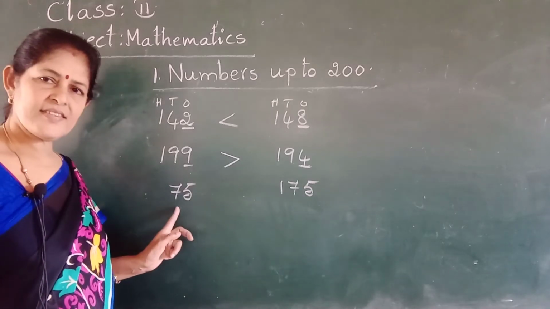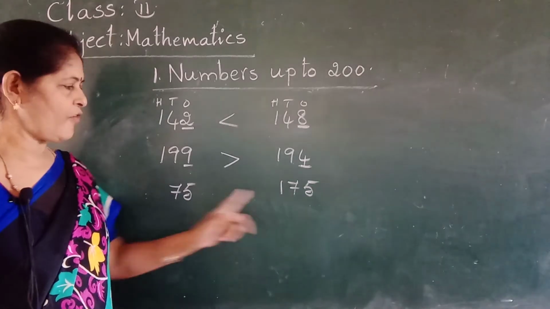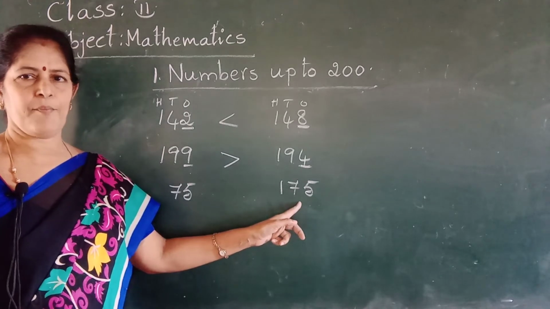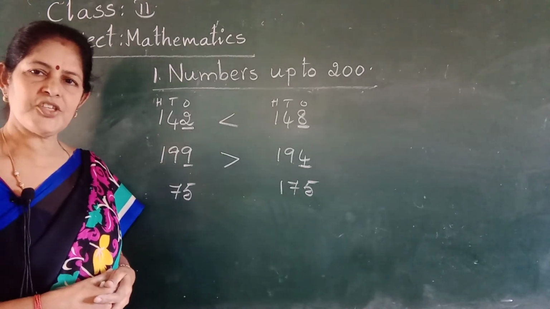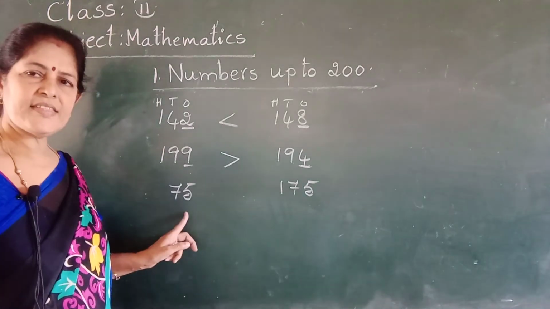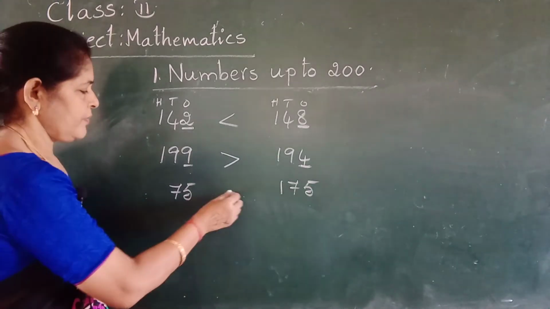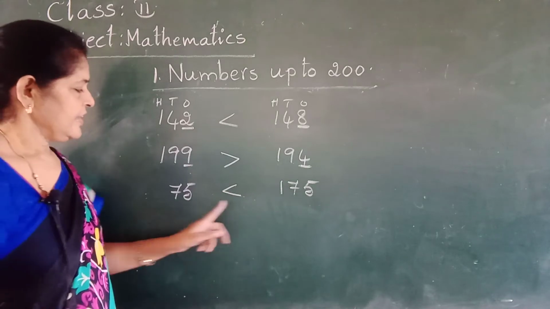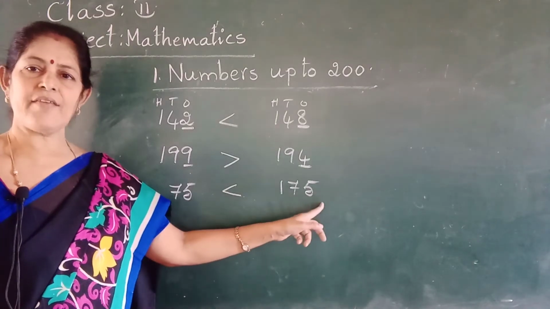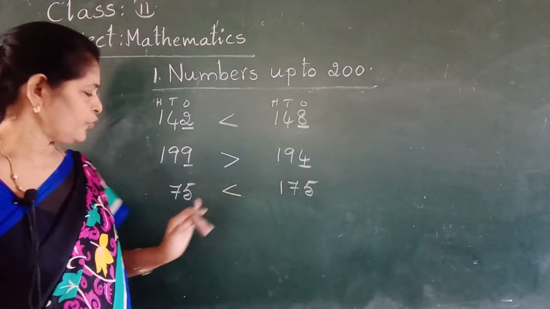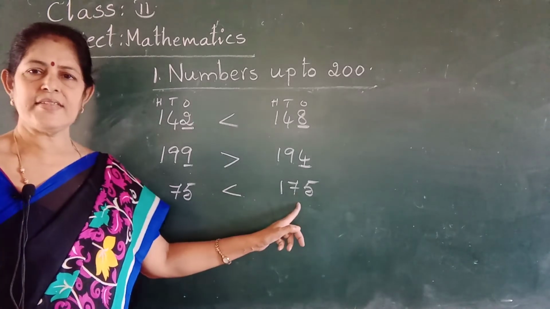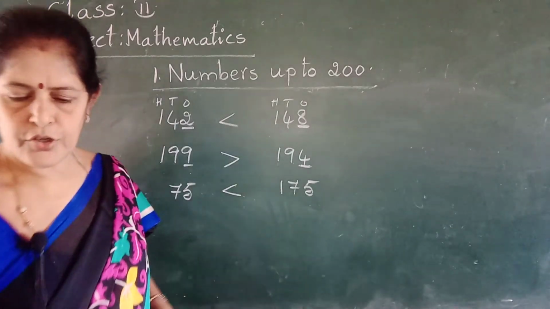Understood? Suppose 75 and 175. See, this is 2-digit number. What about this? 3-digit number. Now what I teach you? Very good. 2-digit number is always less than 3-digit number. That means 75 is less than 175. Okay? 2-digit number is small, 3-digit number is big. Go to next one, Nana.